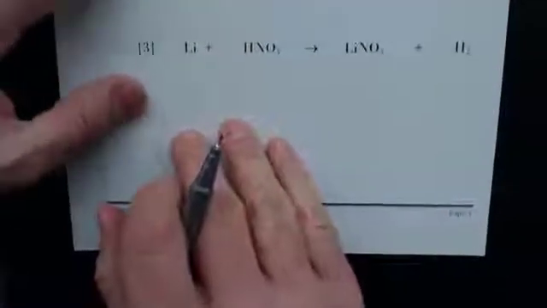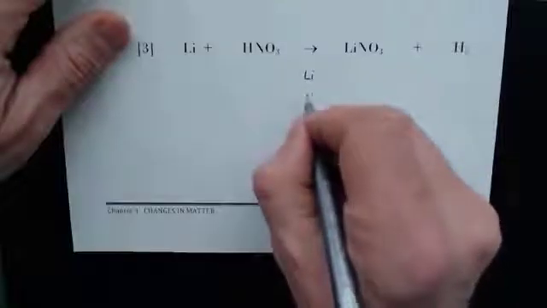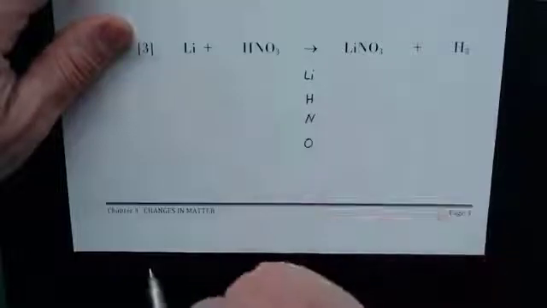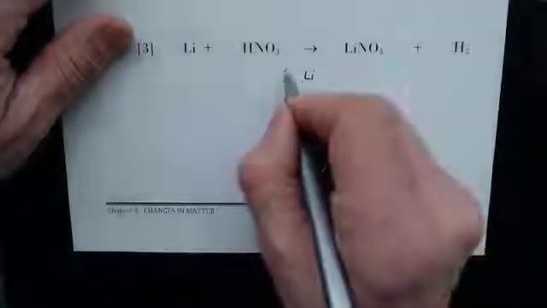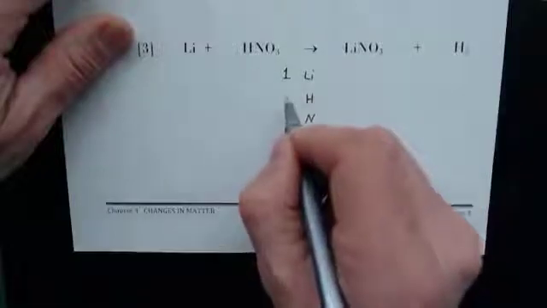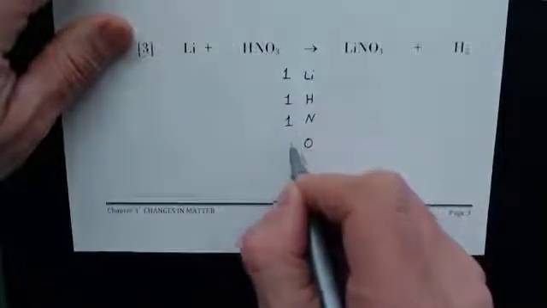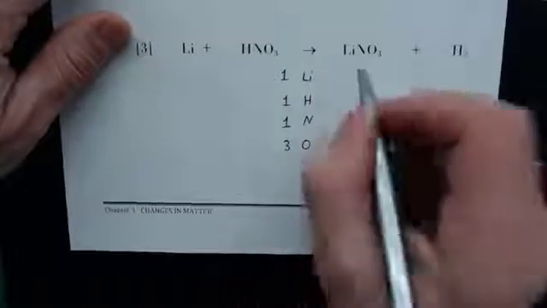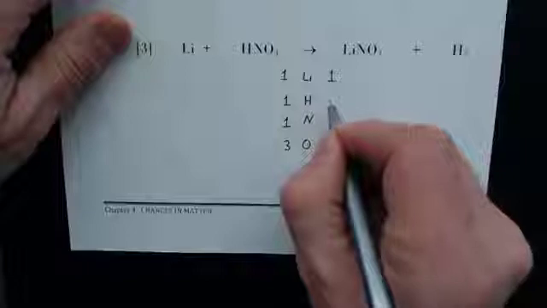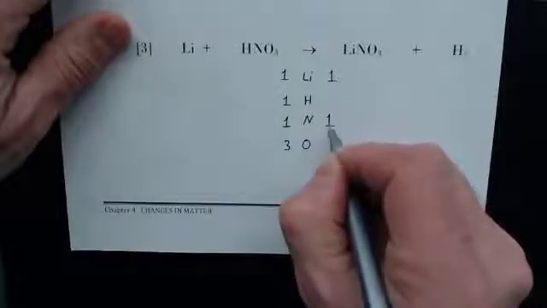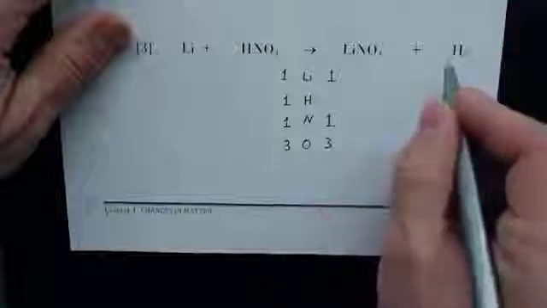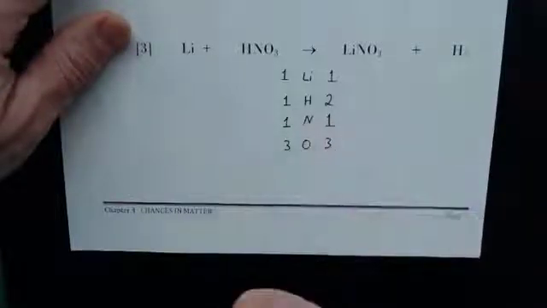Okay, last example. We're going to make it even a little more complicated. Okay, first step, I list my elements. I have lithium, I have hydrogen, I have nitrogen, and I have oxygen. How many of each? I have 1 lithium, 1 hydrogen, 1 nitrogen, and 3 oxygens. On the other side, 1 lithium, 1 nitrogen, 3 oxygens, 2 hydrogens. Oh, so close. It was nearly already balanced.